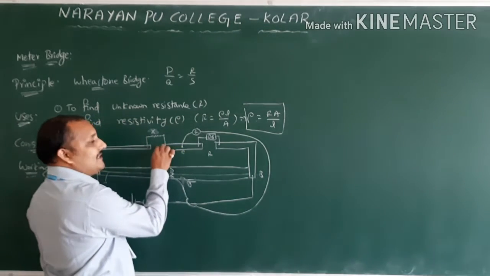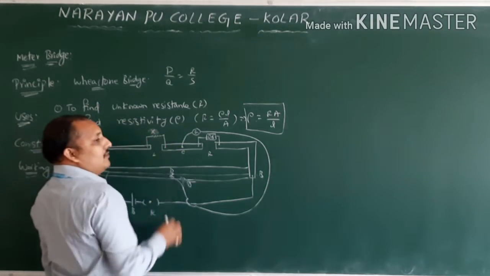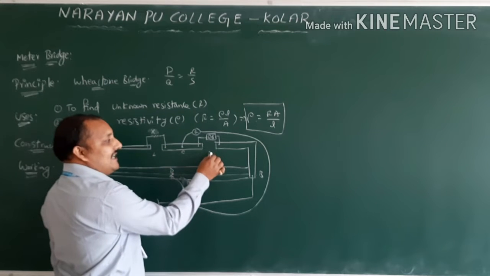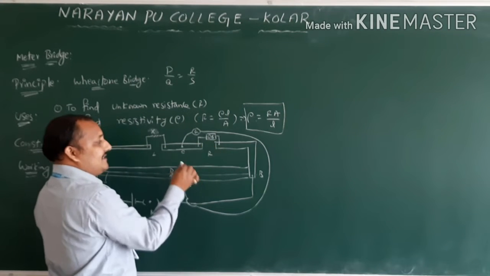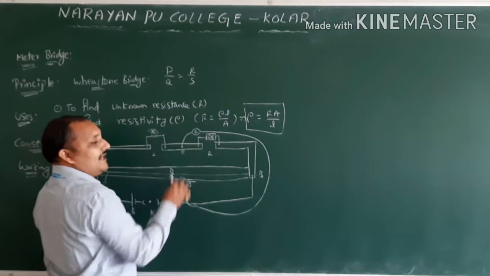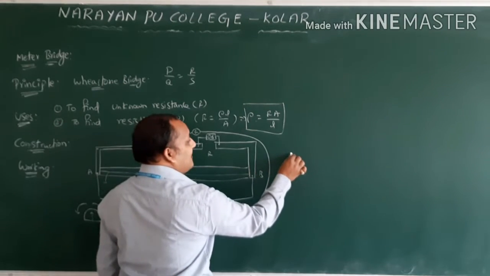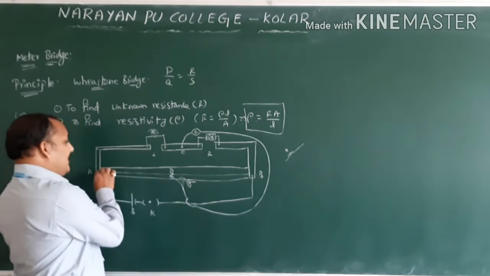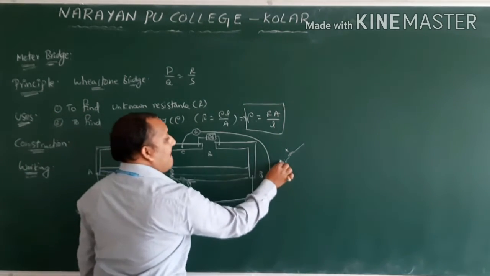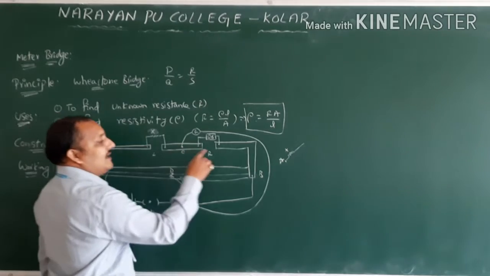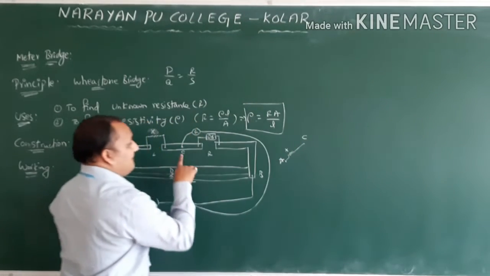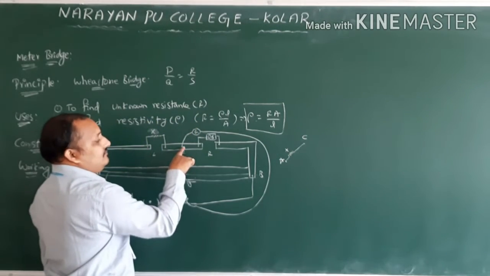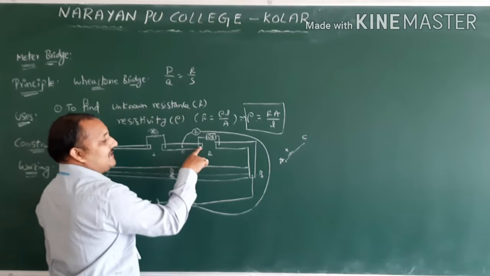In left gap what is there? Unknown resistance. In right gap what is there? Known resistance. In between these two, one point C is there. So this left gap resistance is nothing but X, starting from A and ending at, let us assume, C. So from C, another resistance box in right gap.